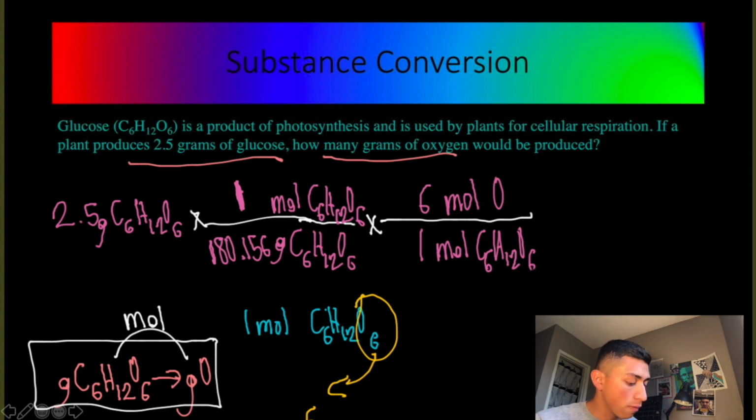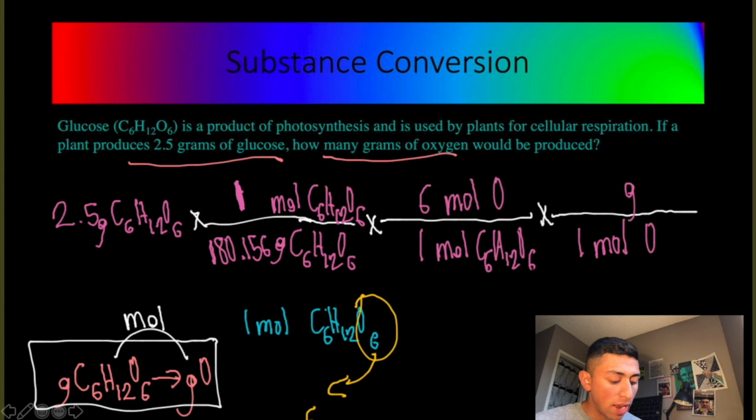Now we can convert from moles of oxygen to grams of oxygen, which is really just an easy conversion. So for every 1 mole of oxygen, we have how many grams of oxygen? Now we have to use again the molar mass, but this time it's not going to be the molar mass of glucose. It will be the molar mass of oxygen, which is 16.00 grams. So for every 1 mole of oxygen, again, we have 16 grams of oxygen.